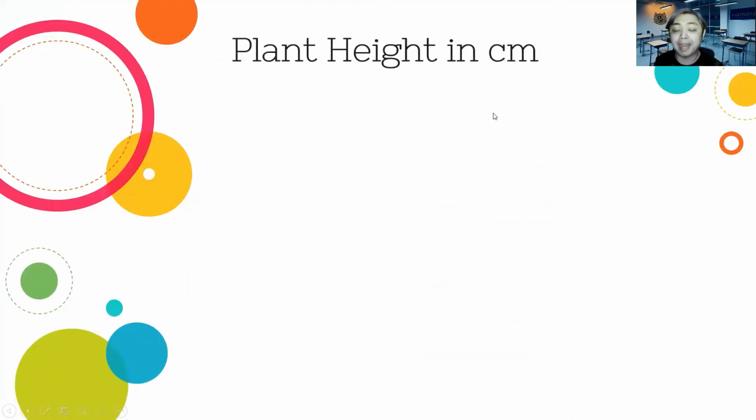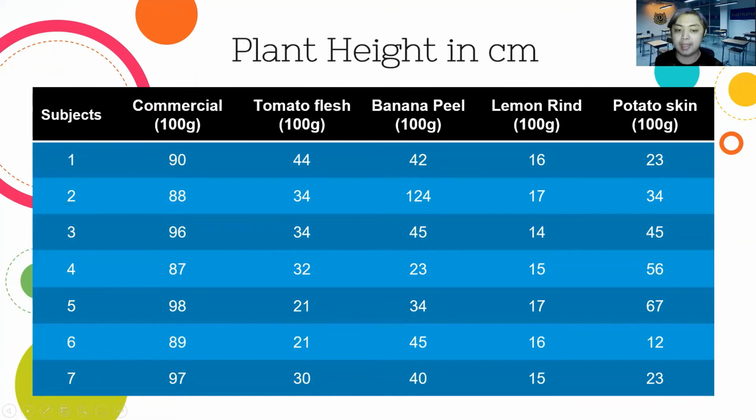For example, the plant height in centimeters. For commercialized fertilizer, for example, we go to subject 1, 90 centimeters. Tapos, ito ay yung tomato flesh is 44. So, if we are going to compare, di ba, the commercial is almost twice as much as the tomato flesh fertilizer, kasi 44 times 2 is 88. So, di ba, almost twice siya noong sa tomato flesh.